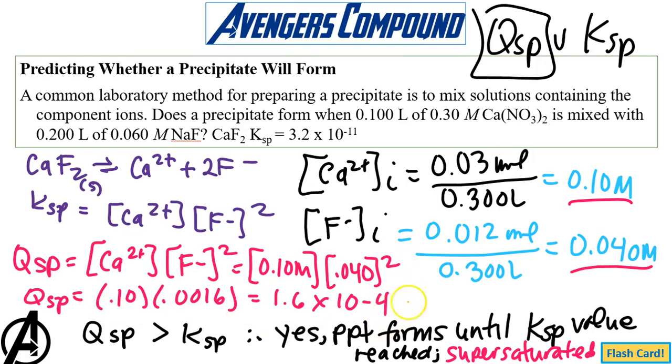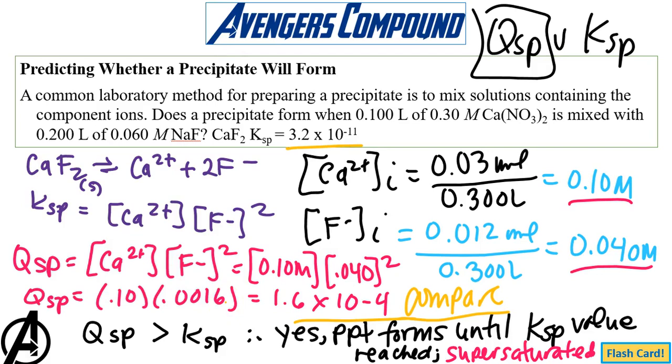Now it's time to compare, folks. This is our comparing time. And when I compare, as I can see, my Qsp value is way larger than my Ksp value, which is very, very small. So when they ask me, does a precipitate form? The answer is going to be yes, a precipitate will form.